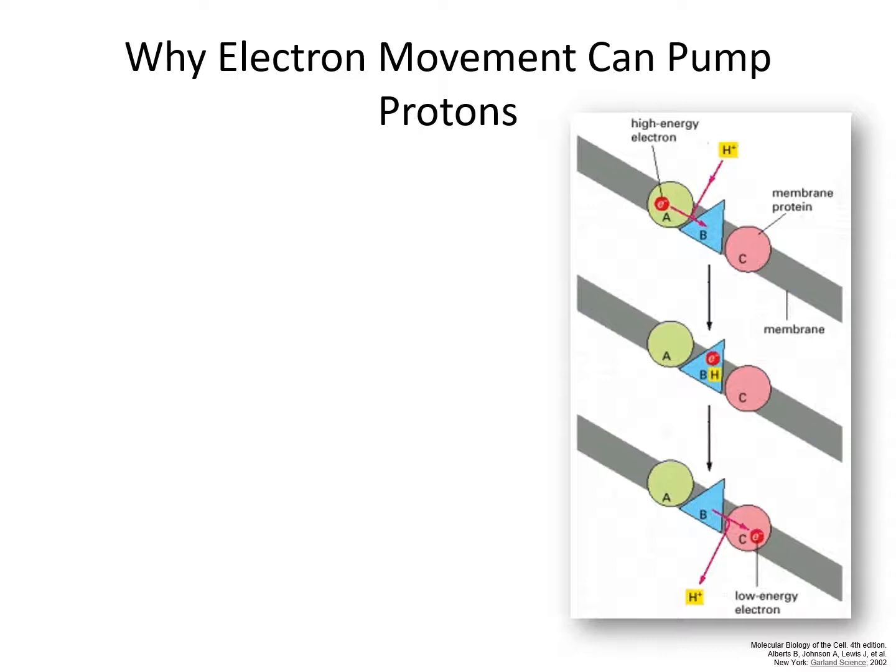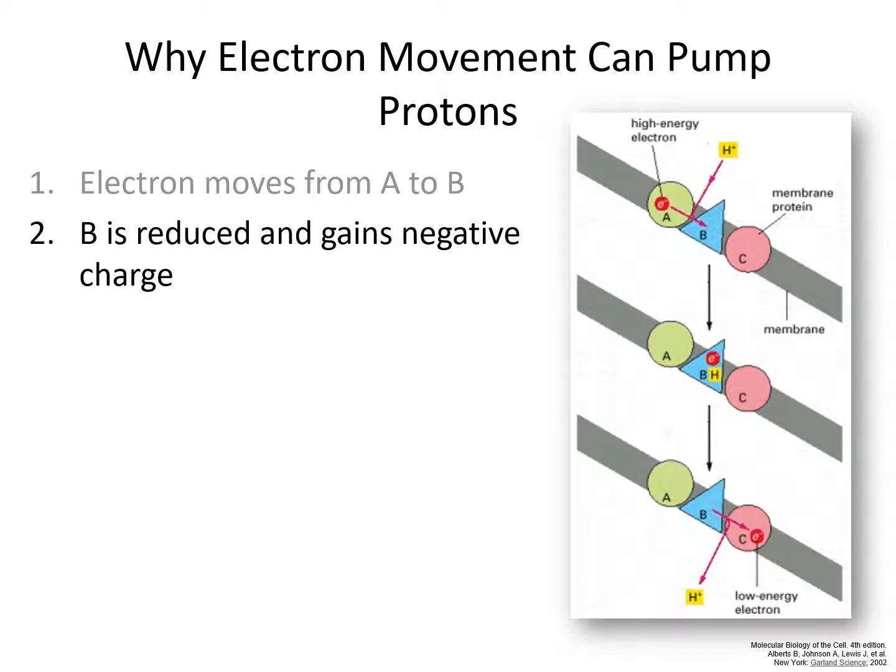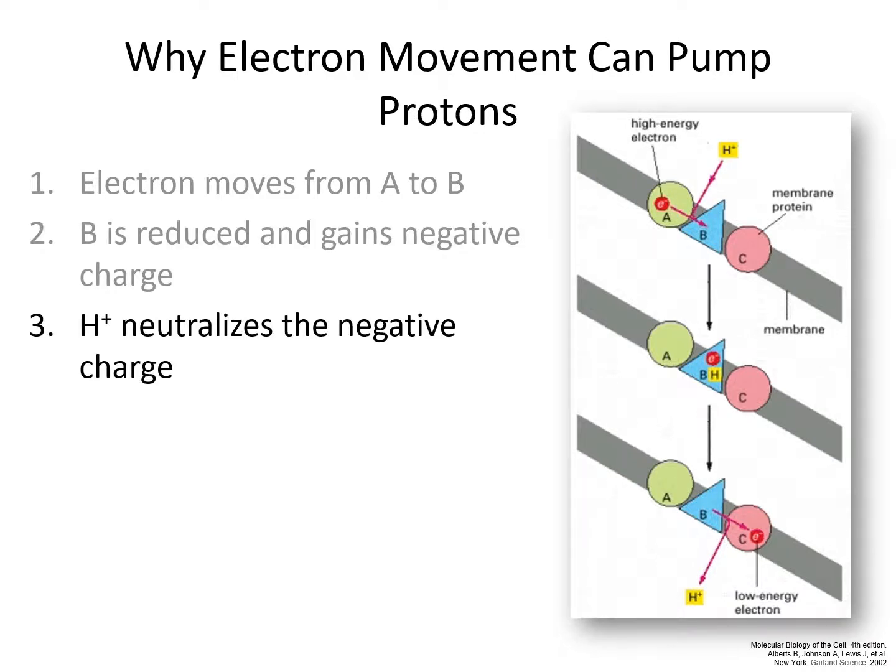Finally, we've seen this, just a little review, just to make sure you understand well why electron movement can pump protons. So we said an electron moves from A to B through electron centers, for example, in an electron transport chain. So from A to B, an electron moves. So B is reduced when it picks up the electron. It gains a negative charge because the electron is negatively charged. So the proton is conveniently available. Most electron transport chains that we know live in an aqueous environment, and so there's a lot of water around.